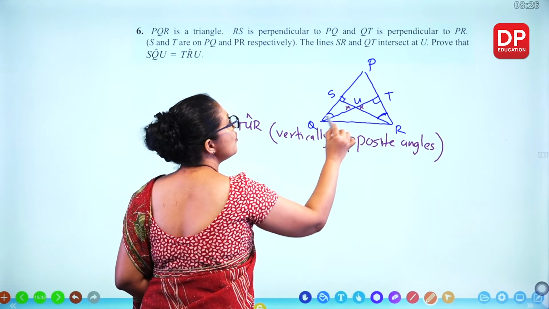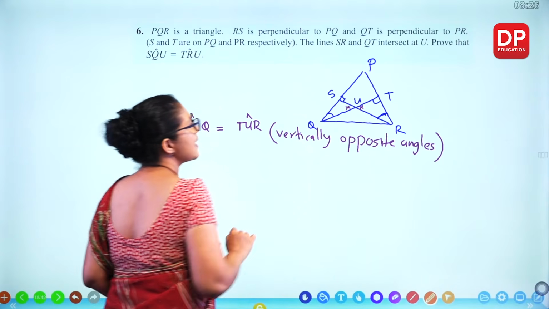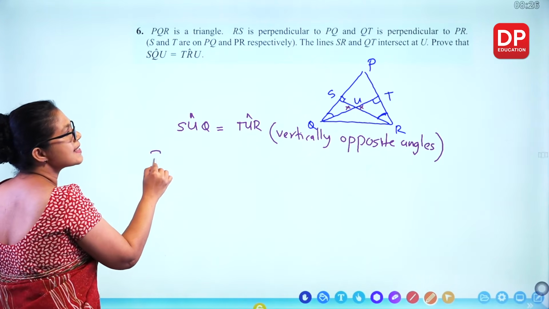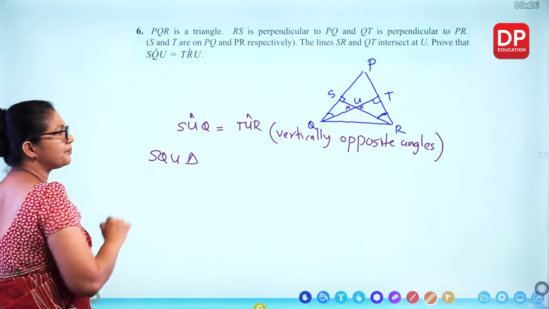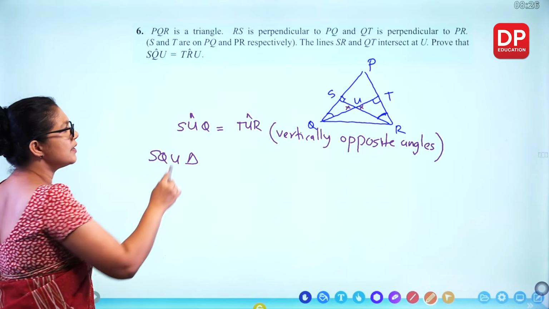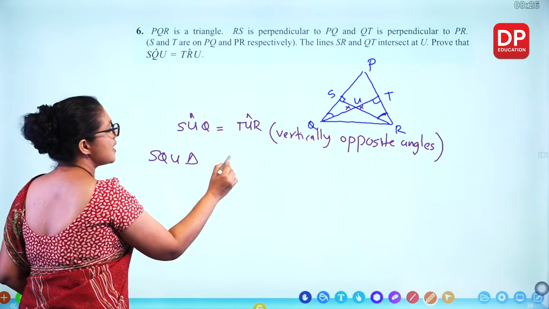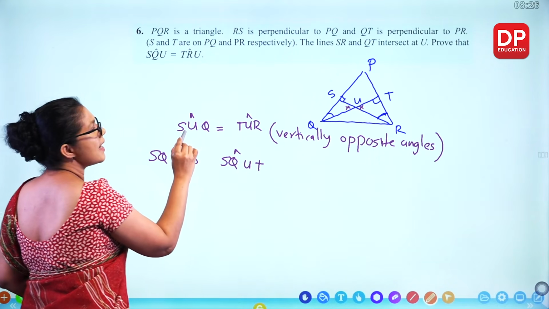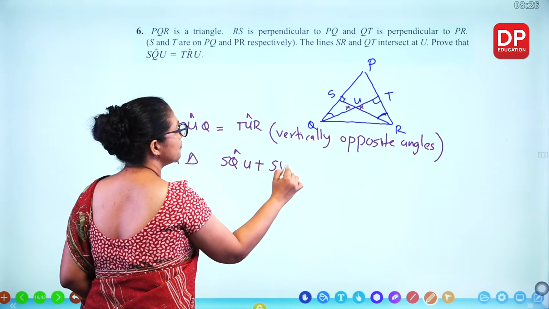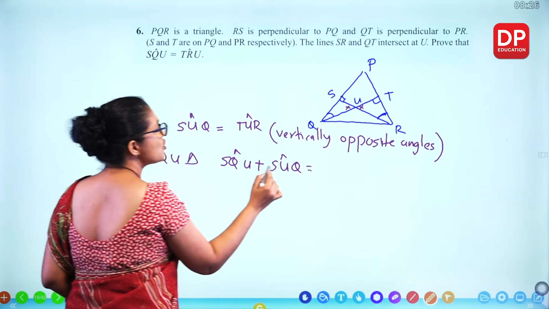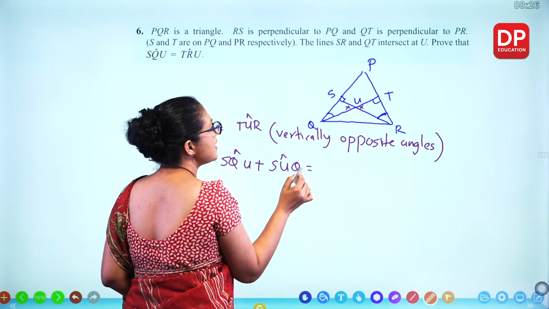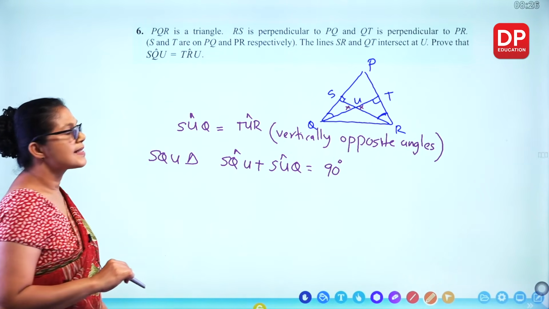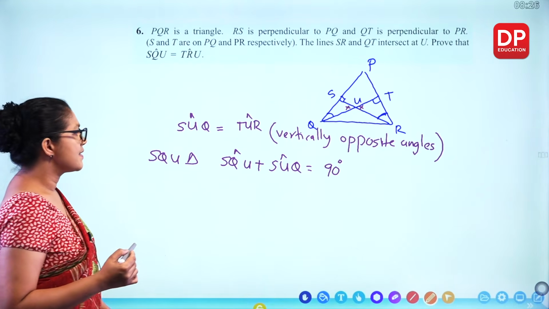And here when you look at this angle, this angle is equal to 90 degrees. So I can take triangle SQU and write down SQU plus SUQ is equal to 90 degrees, because it's given PSR angle is 90 degrees.